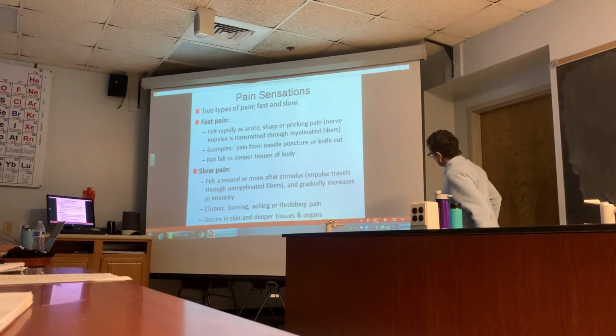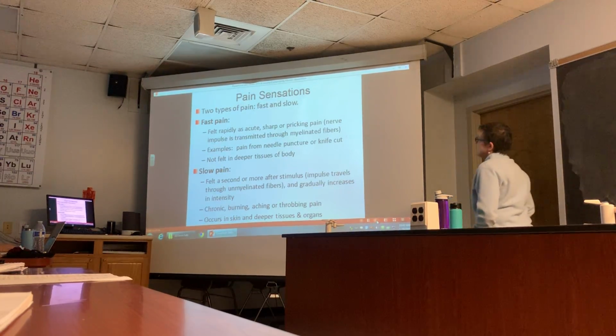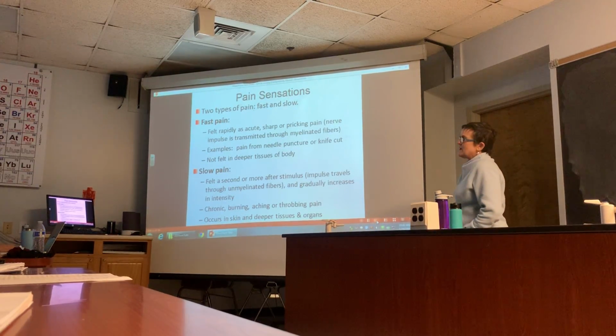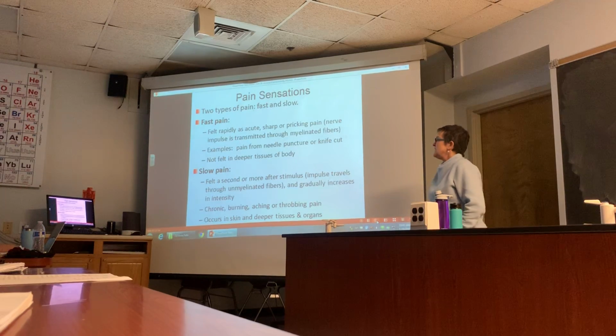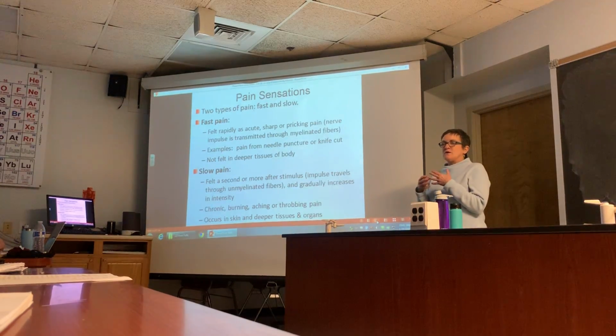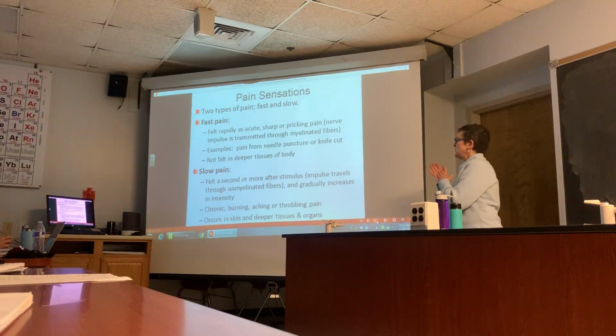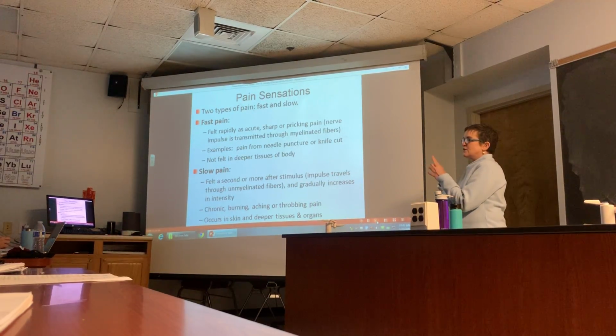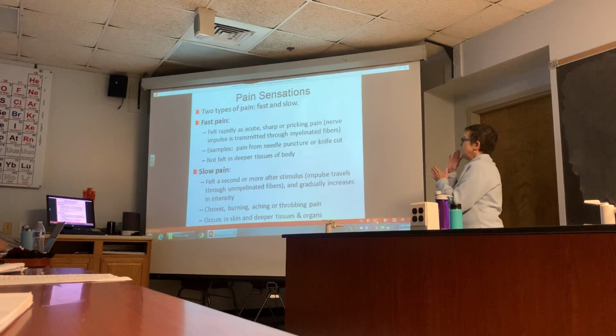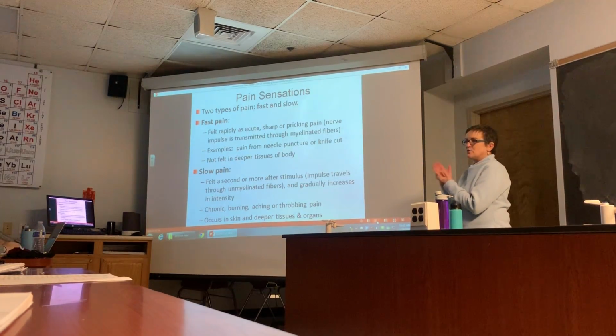Okay, so there are two types of pain: fast and slow pain. Fast pain happens in your skin. It happens in response to a puncture wound, like if you get a needle prick or a cactus prick, or you burn your finger. It's usually some kind of injury to the skin. And it creates sharp, prickling pain.